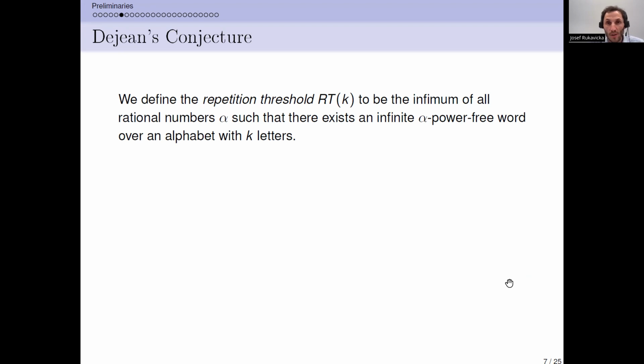Basically, if k represents the size of the alphabet, I'm asking what is the minimal alpha, the minimum of alpha, such that I can construct an alpha power free infinite word on this alphabet. This is called the repetition threshold. This is not my concept. This is also from other papers.